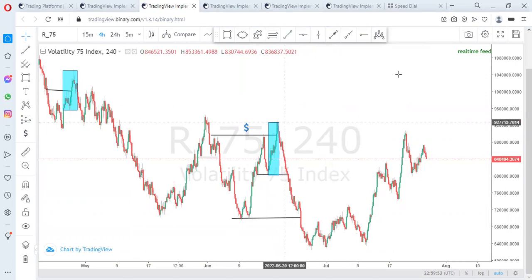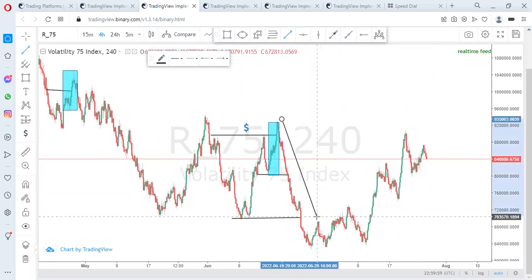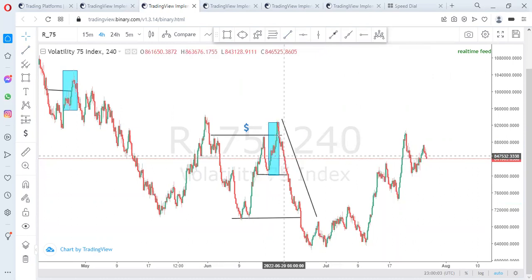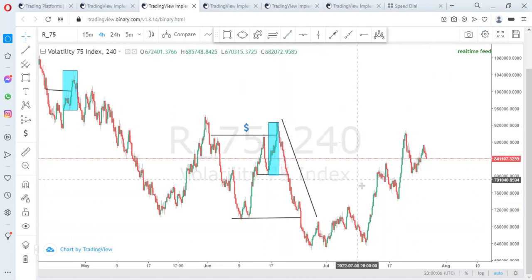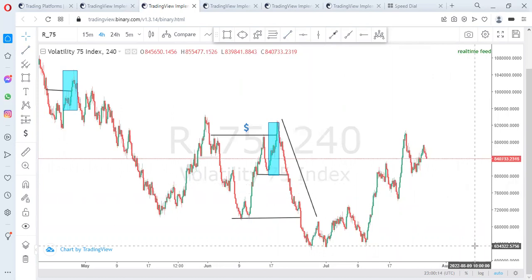Assuming you miss this first move to the downside, price will always come back into an institutional candle area. And that is what we are seeing on VIX 75. Price traded back into an institutional candle area before it will now eventually go down in the direction that it's going. And why is it that price will always trade back into an institutional candle area?